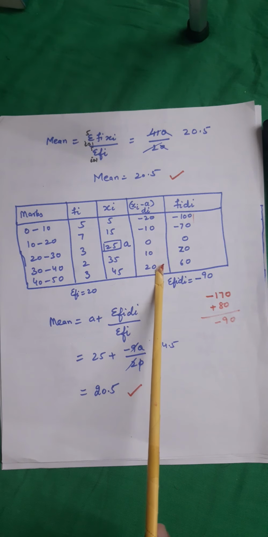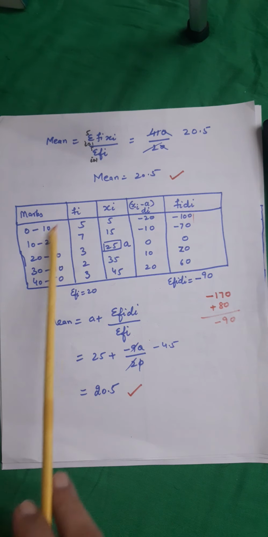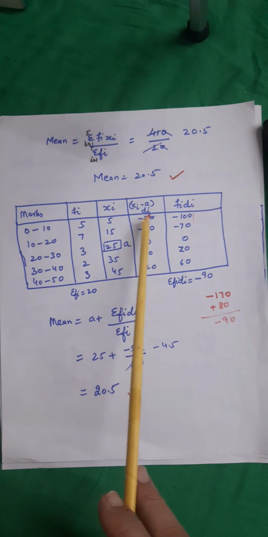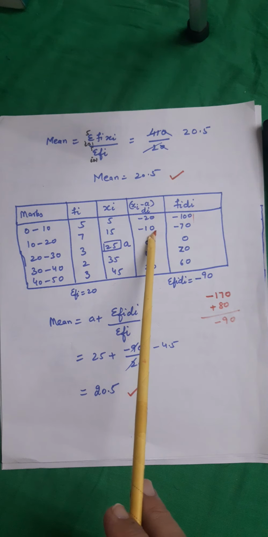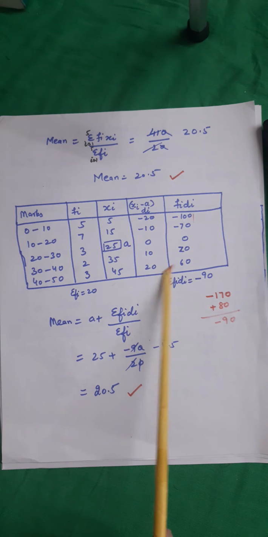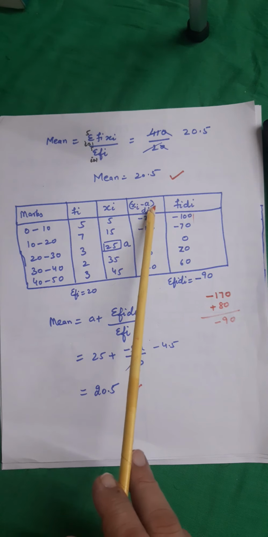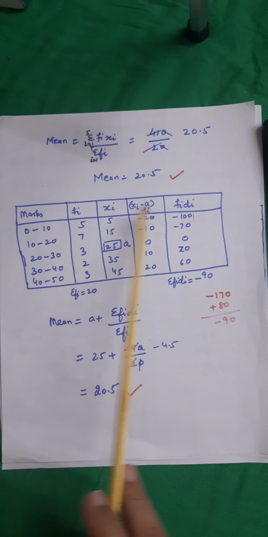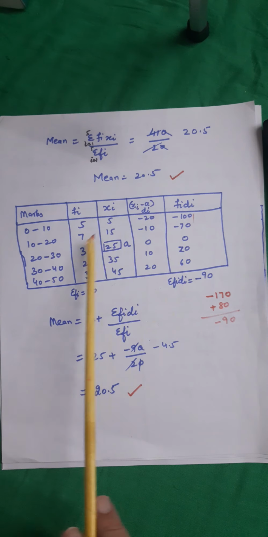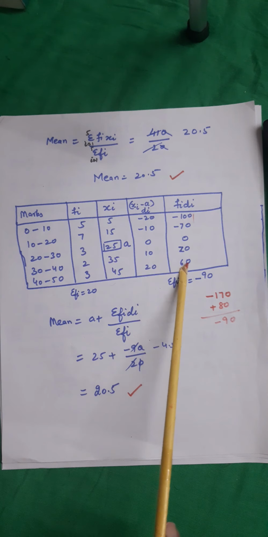Now for finding the rest of the di's, the easy trick is that you find the class length and go on adding it. So minus 20 plus 10 will give you minus 10, plus 10 will give you 0, plus 10, 10, again plus 10, 20. Then we want fi di. So you multiply this column and this column. Minus 100, minus 70, 0, 20, 60.